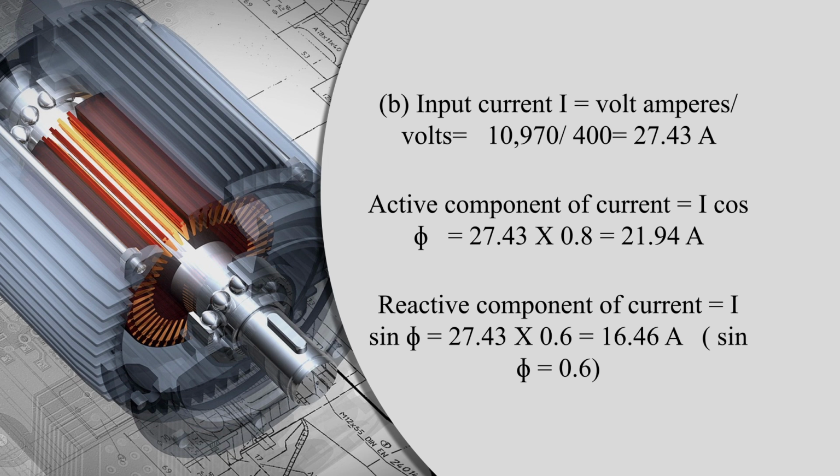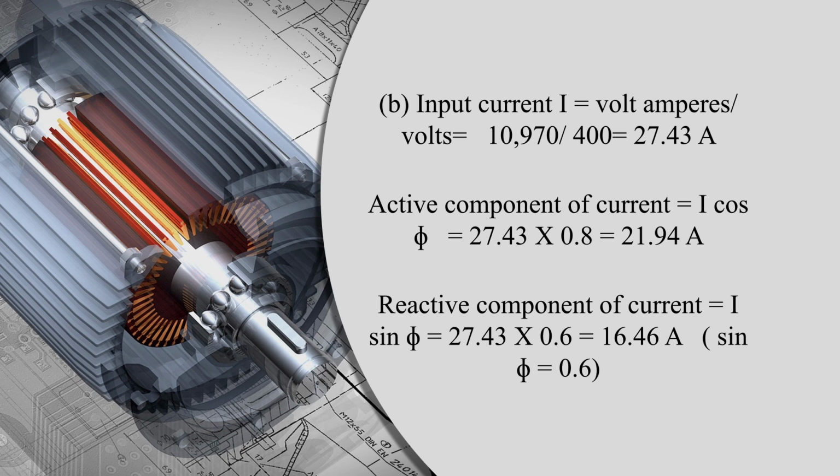Now you have to calculate the active component of current. With the help of the phasor diagram, you can write it is equal to I cos phi. So now you have the value of I, that is input current, 27.43. You already have the value of the power factor, given in the problem, that is 0.8. So you just multiply 27.43 by 0.8, it comes to 21.94 ampere. So the active component of current is equal to 21.94 ampere.